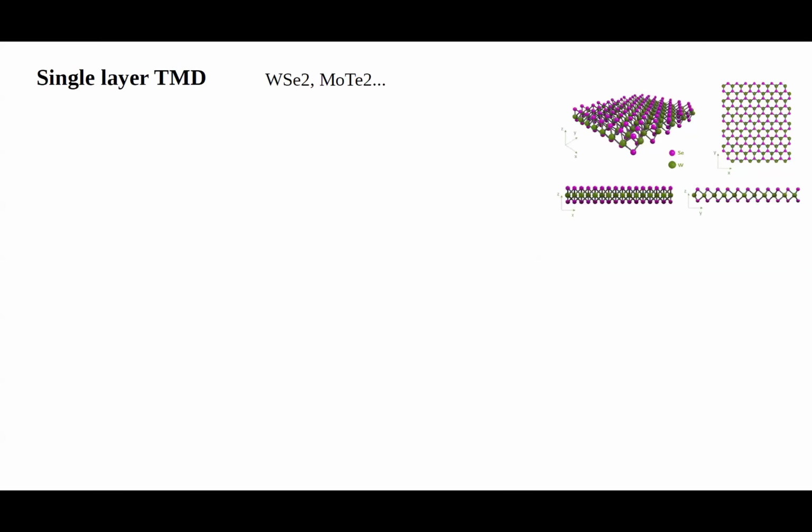Right, so that's pretty much what I wanted to say about twisted bilayer graphene. So we can now move on to twisted TMDs. And just a quick reminder of the single layer TMD. This is a hexagonal lattice with two different types of atoms.